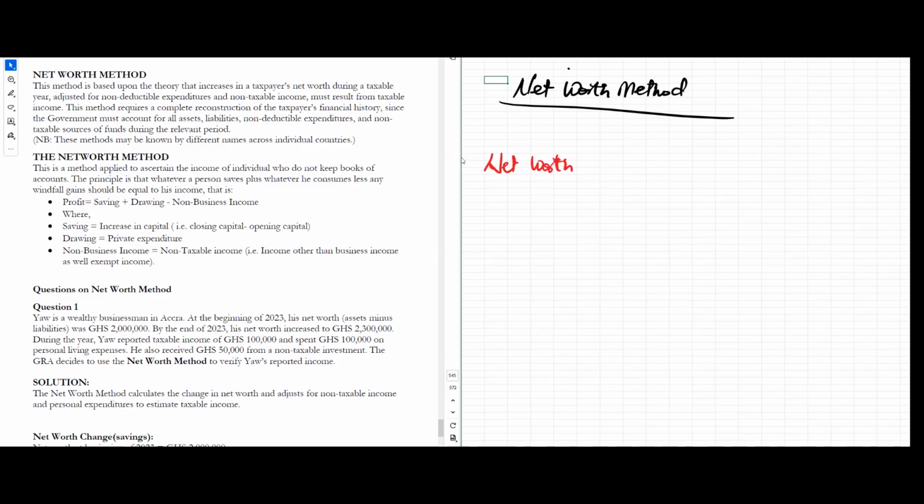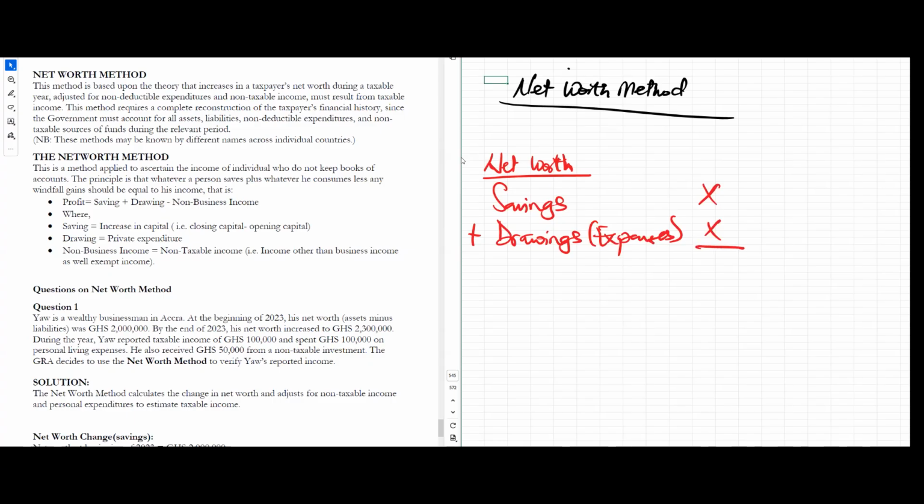So we are saying that your net worth, are you getting it? Your net worth is actually the difference between your opening and your closing capital. Do you understand? So mostly we get our net worth as our savings, which is how much we have in our account, plus our drawings, which is our personal expenses. Remember that I told you that your total income is always your savings plus your expenses.